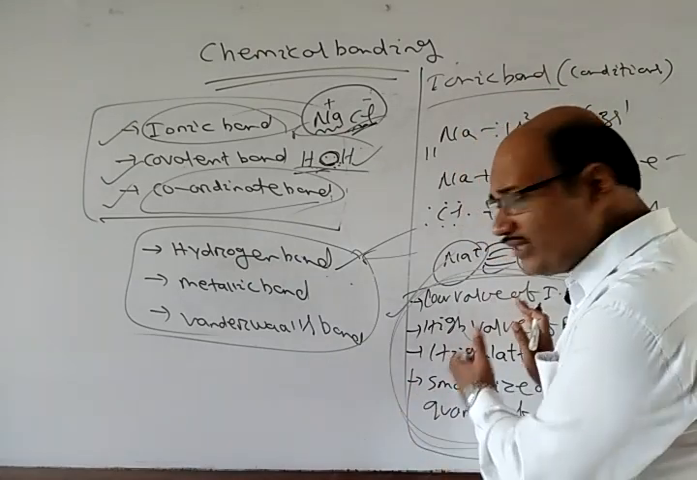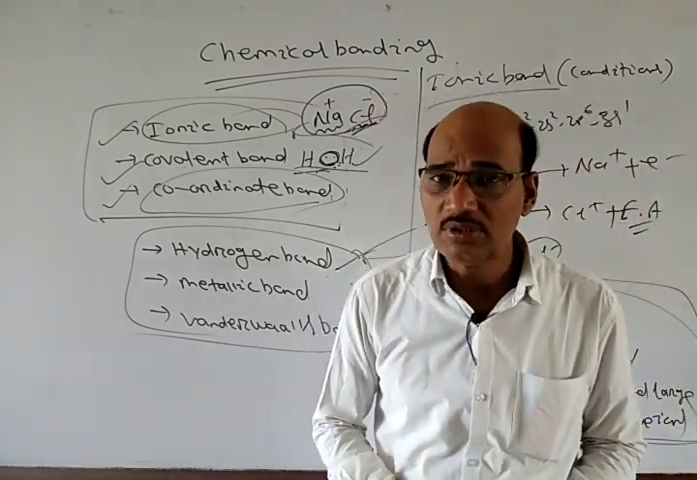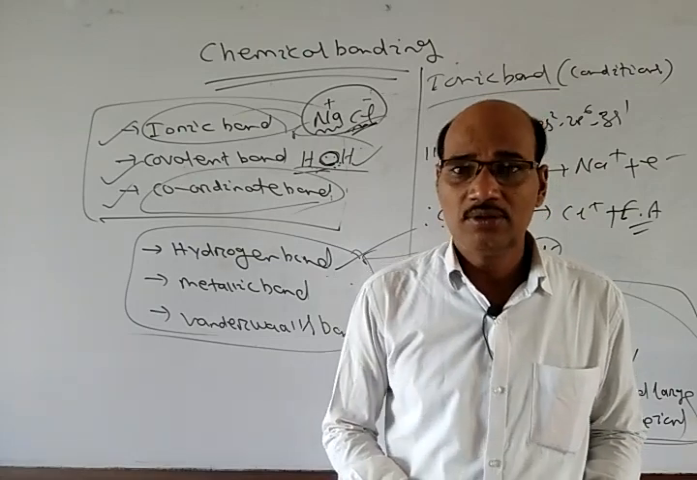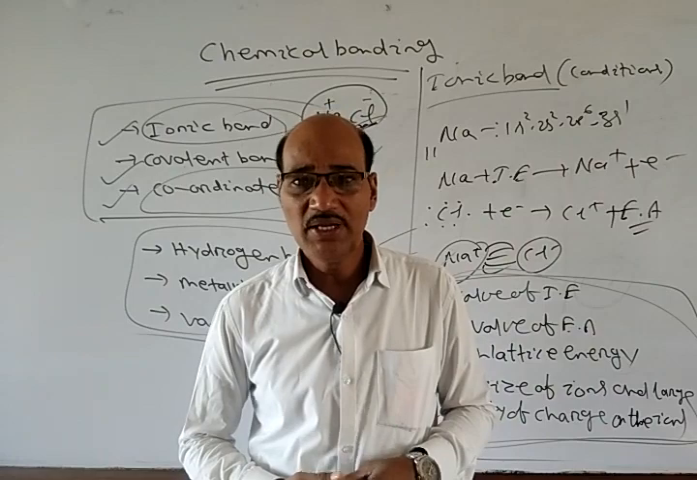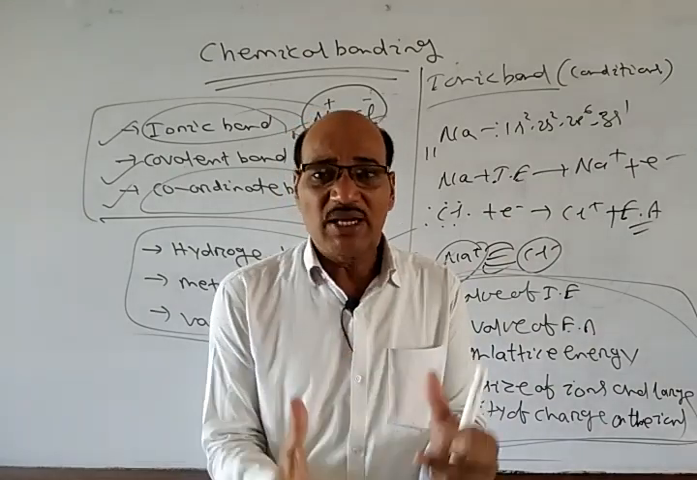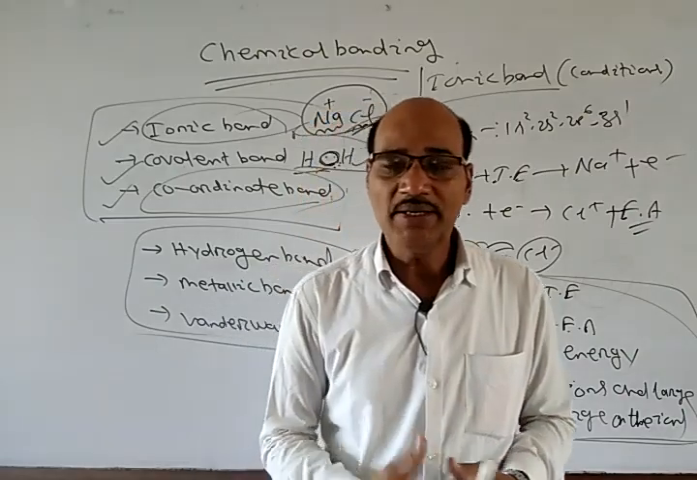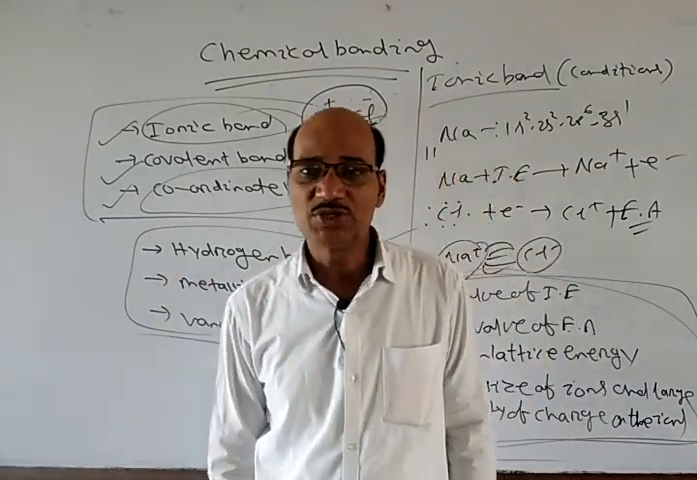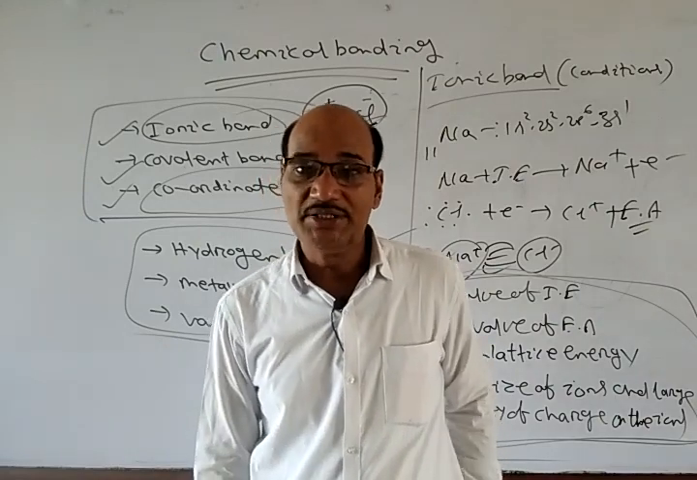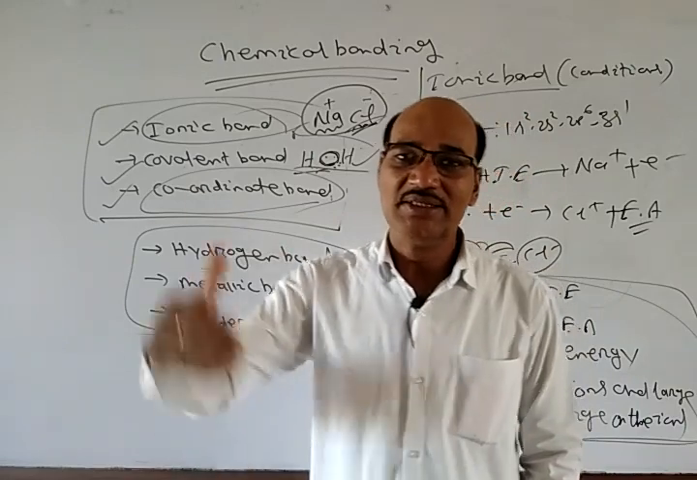So from this one thing we conclude that whenever a chemical bond is formed, there is a net decrease of energy. The formation of the chemical bond is always attained by a net decrease of energy. So we can say a chemical bond is an exothermic process where energy is released.